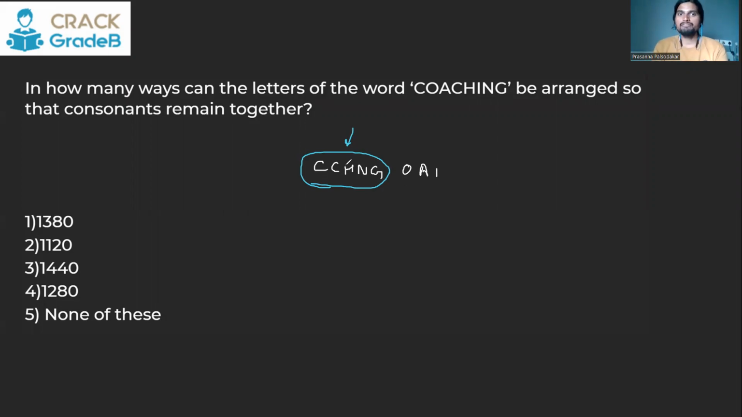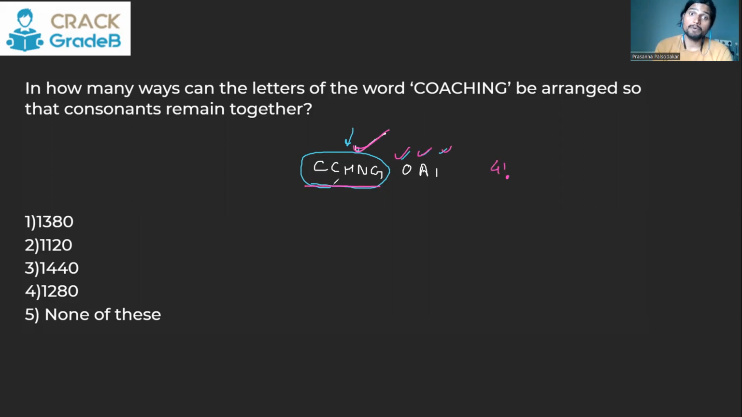So how many units will we have? We'll have 1, 2, 3, 4 units. Because all the consonants have to remain together. There is no condition on the vowels. Vowels can go anywhere. That means you can treat each vowel as a separate unit, but the consonants you have to treat as a single unit, because they have to stay together. So these 4 units can be arranged in 4 factorial ways. There are 4 different units, so they can be arranged in 4 factorial ways.